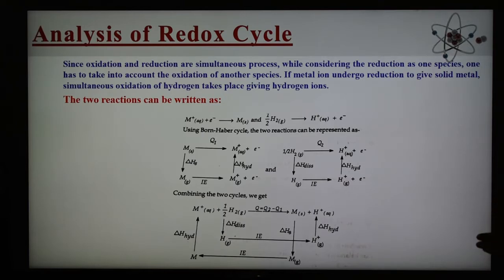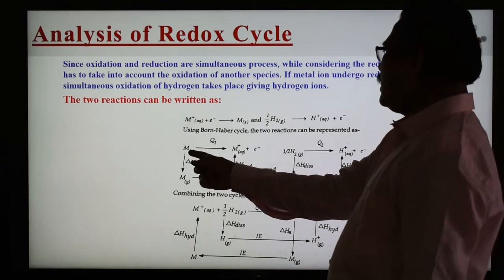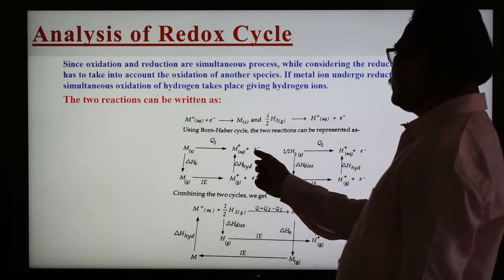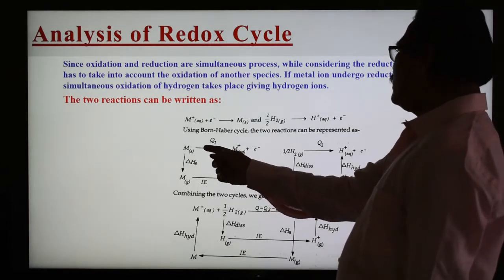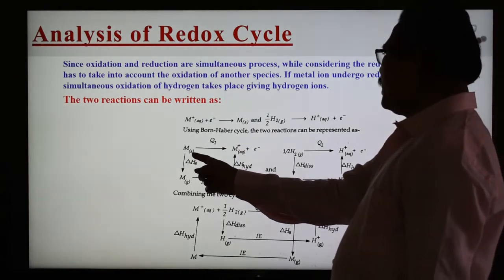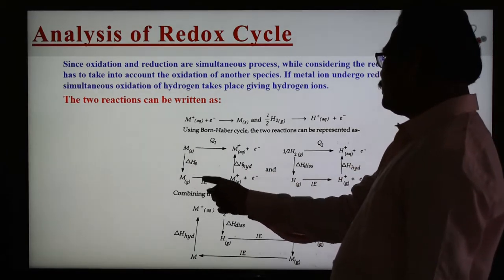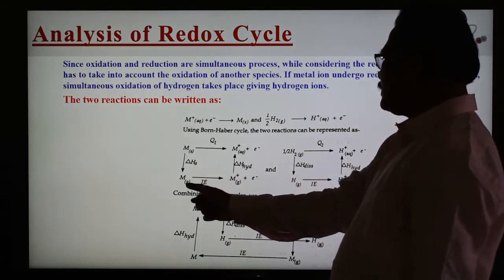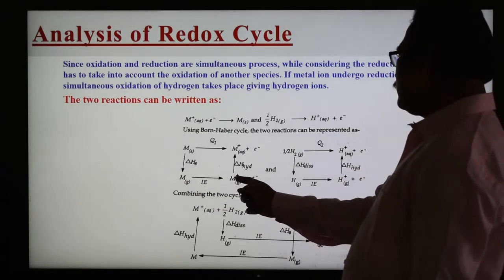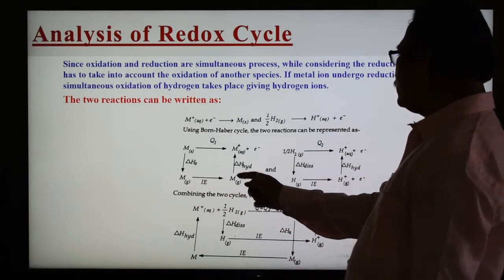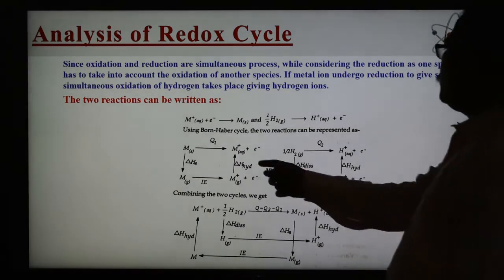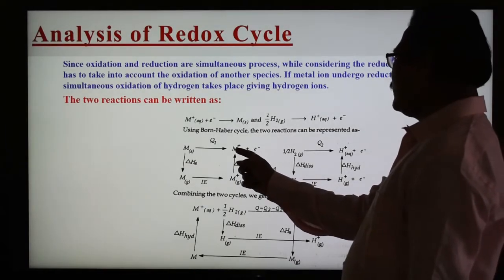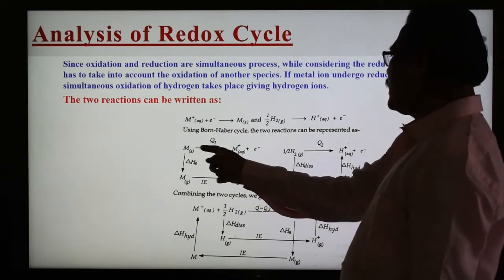By using a Born-Haber cycle, the two reactions can be represented as follows. The solid metal is directly converted into the aqueous metal ion by the loss of electrons. Here Q1 is the amount of energy required for converting solid to aqueous. The same reaction can take place in a different way. The first step is solid converted to gas, then gas converted into the gaseous metal ion by the loss of electrons, and the third step is hydration, or solvation, of this metal ion into the aquated metal ion. This is the direct step, and this is the three step route.